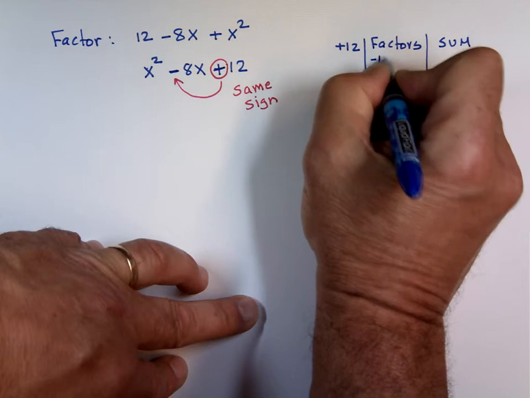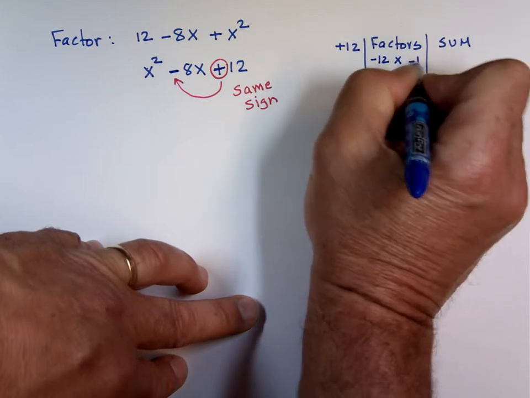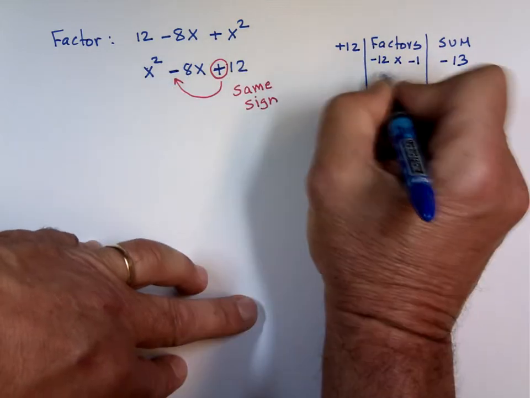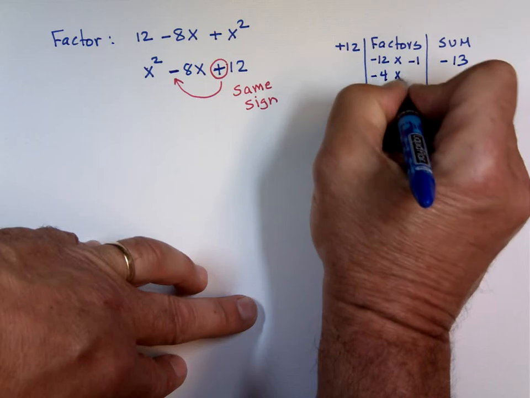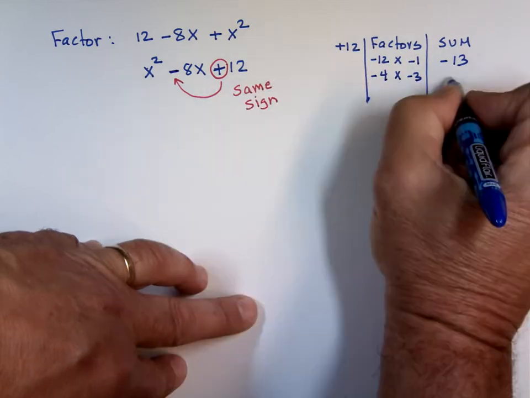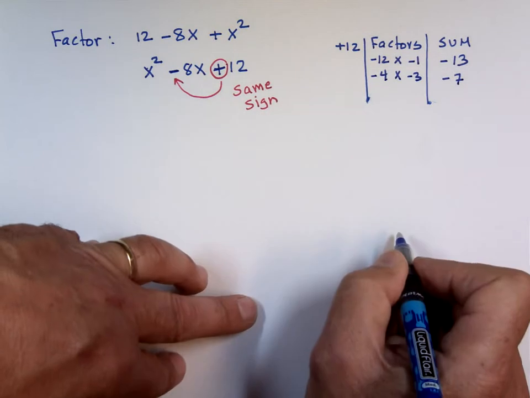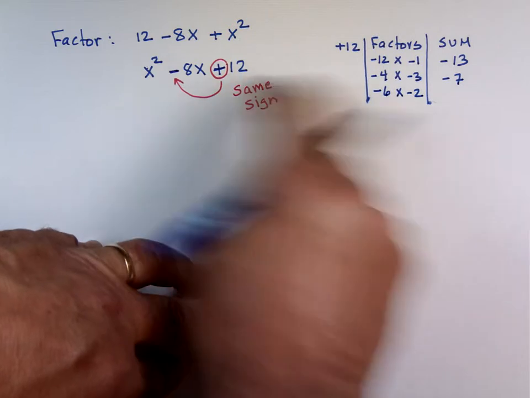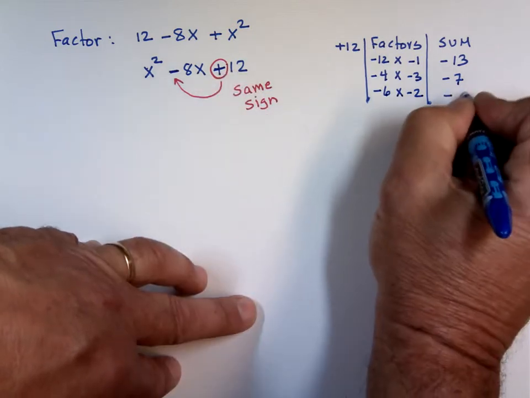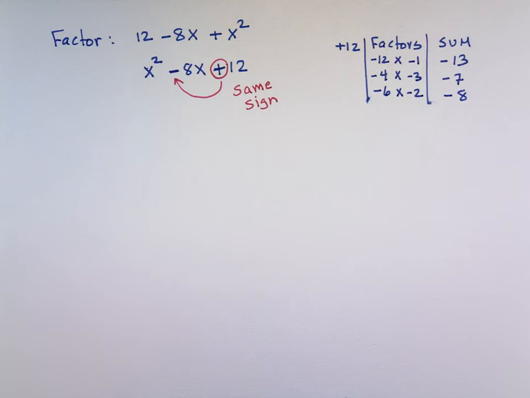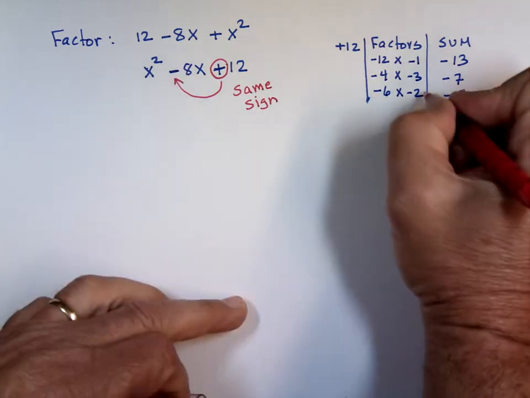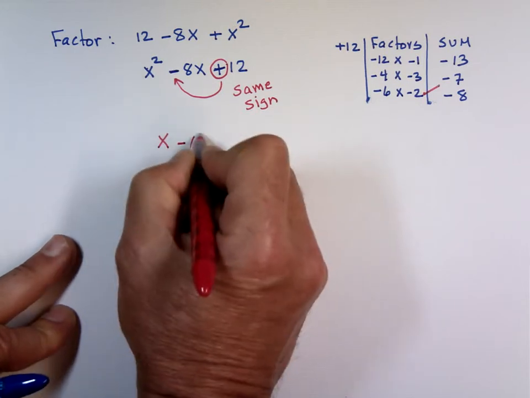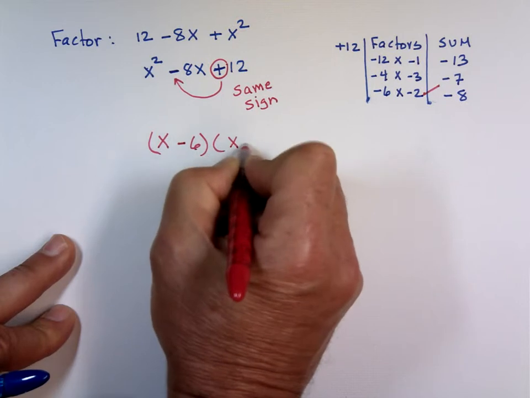Negative 12 times a negative 1. That's plus 12, but when you add them, that's a negative 13. Nope. Negative 4 times a negative 3. That's a 12. When you add them, negative 7. Nope. Negative 6 times a negative 2. That's a 12. When you add them, negative 8. Perfect, because I want it to be negative 8. So when I factor that, x minus 6, x minus 2.